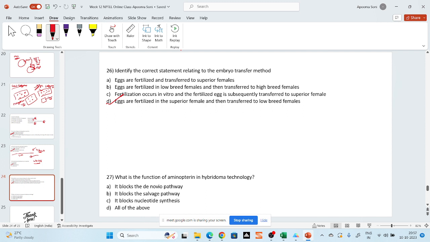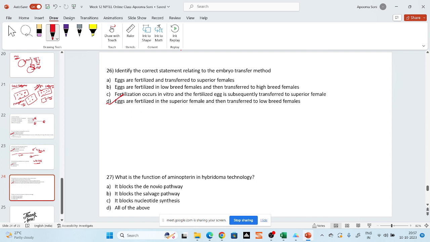Then, what is the function of aminopterin in hybridoma technology? It blocks the de novo pathway, it blocks the salvage pathway, it blocks nucleotide synthesis, or all of the above. It blocks nucleotide synthesis through the de novo pathway.